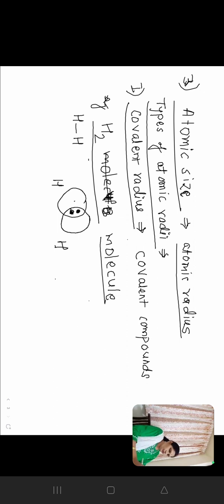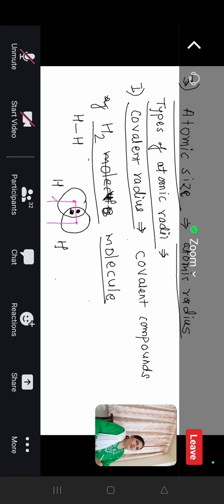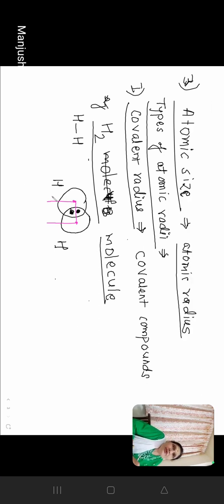Now what we have to do? We have to measure internuclear distance. Here, this is the internuclear distance. What do you mean by internuclear distance? It is the distance between the nuclei of two atoms. You can use the word nuclei because nuclei is the plural form. So internuclear distance is the distance between two nuclei. So suppose this distance is d, then radius of hydrogen atom is equal to d by 2.